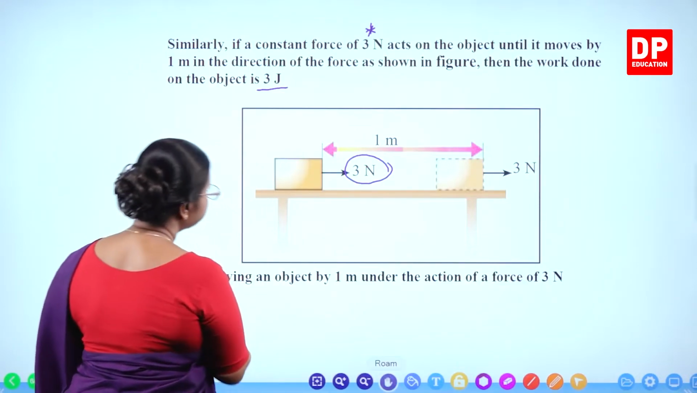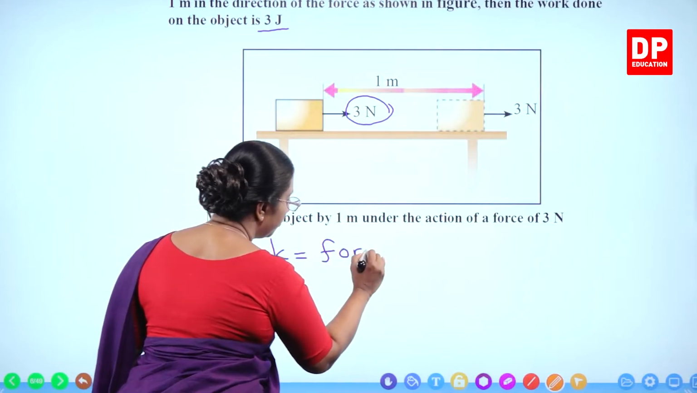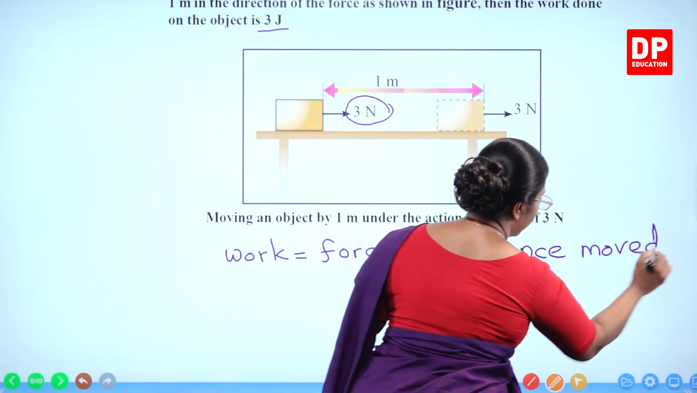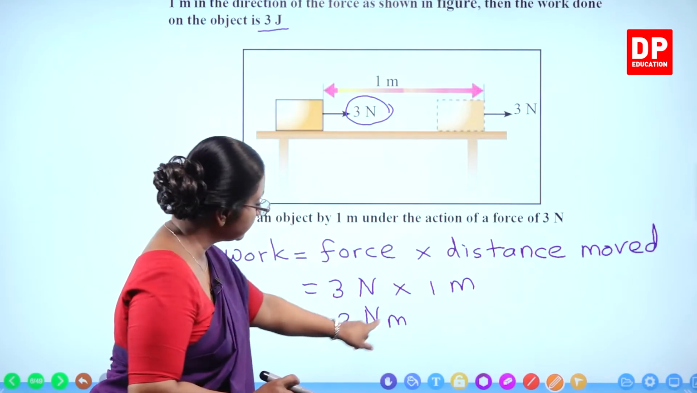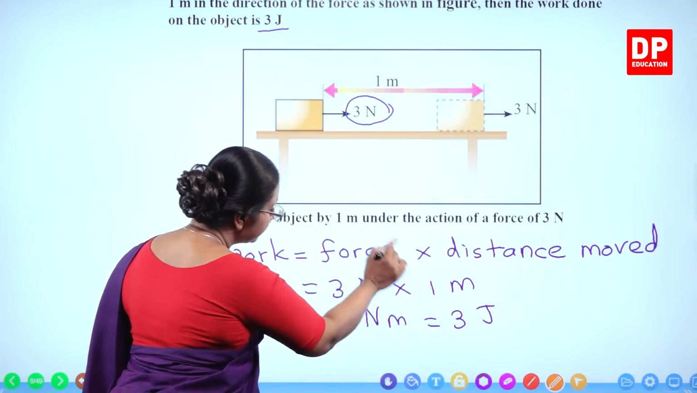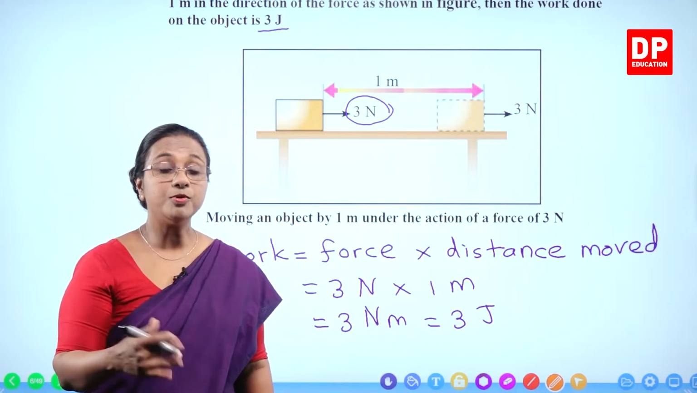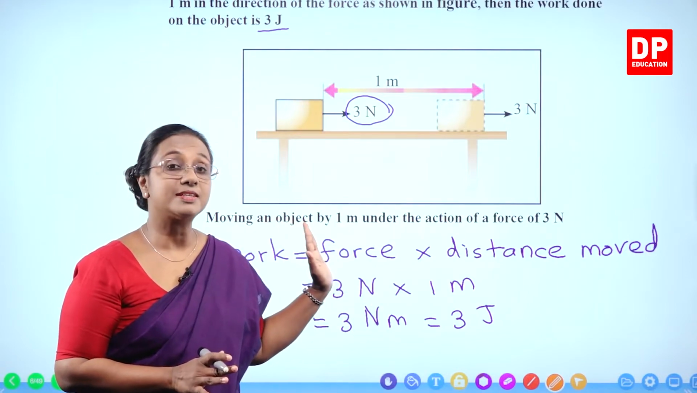Again from this, if we try to understand the relationship, work equals force into distance moved. Now you all can easily understand this relationship. Force is 3 Newton and distance moved is still 1 meter. We get the value as 3 Newton meters. But as I told you all, this Newton meter is equal to joules. So that will be equal to 3 joules. We increase the magnitude of force, the work done increases. So that is the relationship. You apply more force, more work will be done. That is what we can understand from the 3 examples that we discussed so far.